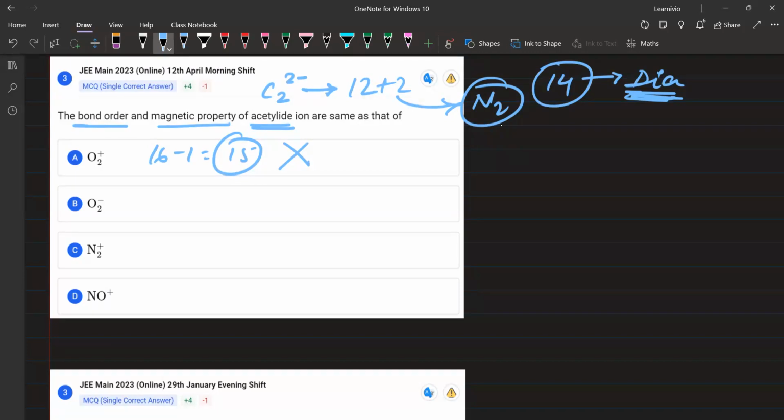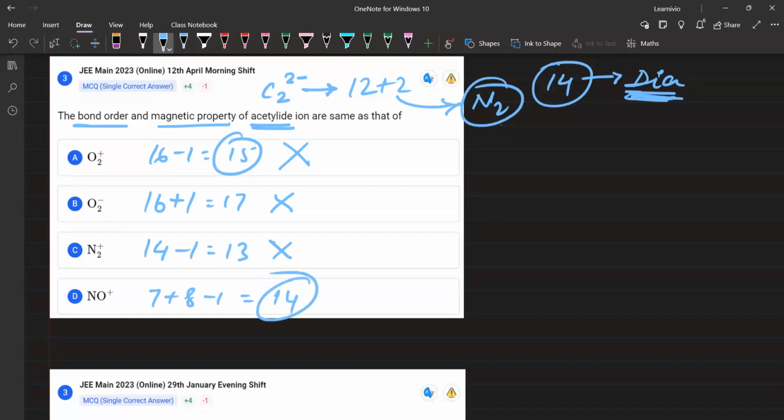Similarly, O2 negative में क्या होगा? You will have 16. Then you will have plus 1, that is equal to 17. This also can never be diamagnetic. Then NO positive. Nitrogen is how much? It will be 7 plus 8 minus 1, 14. And this can be diamagnetic. I mean, there is no other option left also. So D option. Does this make sense? Yes or no?